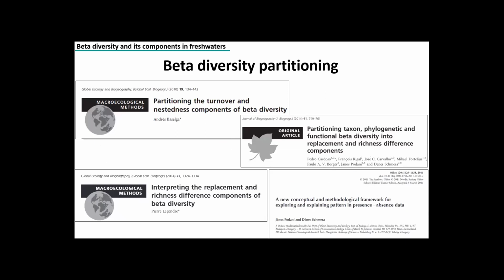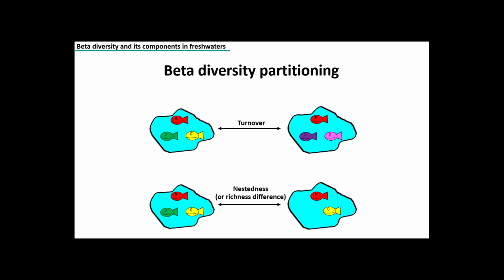Also, beta diversity metrics such as Sorensen and Jaccard can be partitioned into two components, turnover and nestedness. We have different approaches of beta diversity partitioning, such as Baselga, Podani and Schmera, and Cardoso approach.